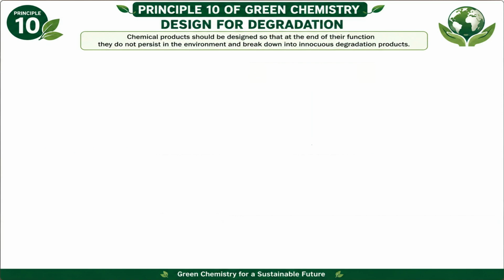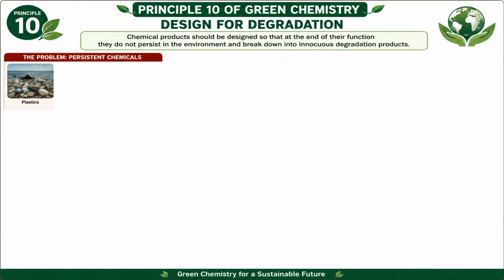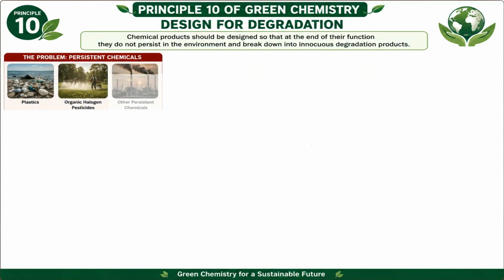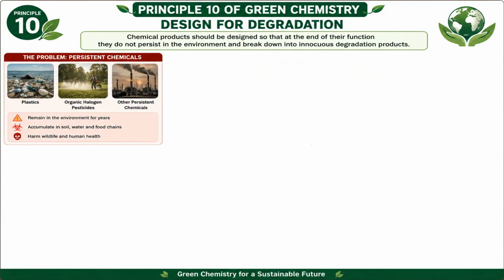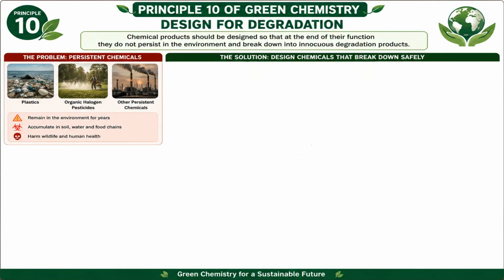Let's first understand the problem. Many materials like plastics and organic halogen pesticides and other persistent chemicals remain in the environment for years. These chemicals accumulate in soil, water, and even food chains. They harm wildlife and pose serious risks to human health. The solution for this problem is to design chemicals that break down safely in the environment.